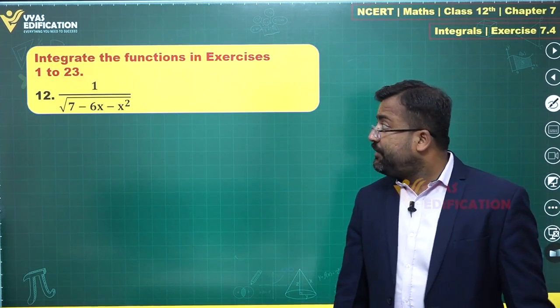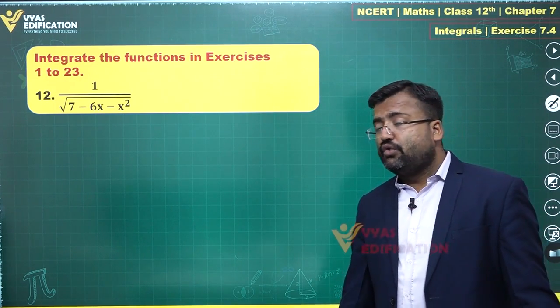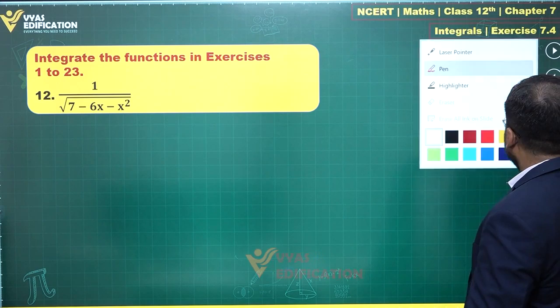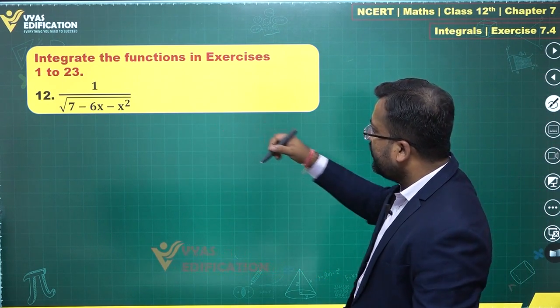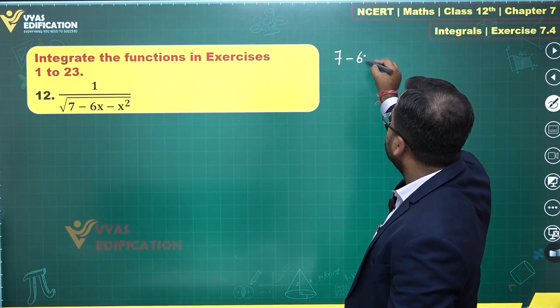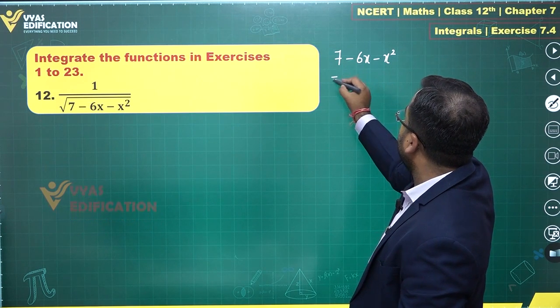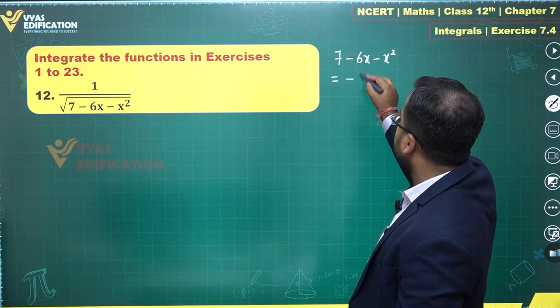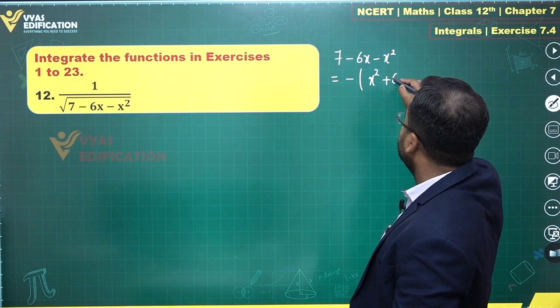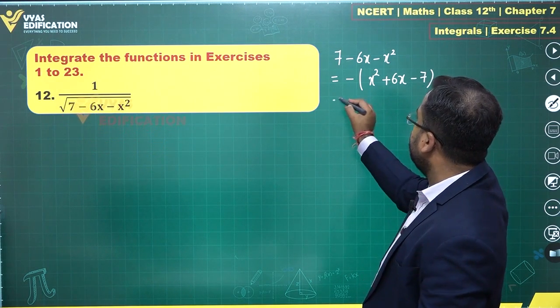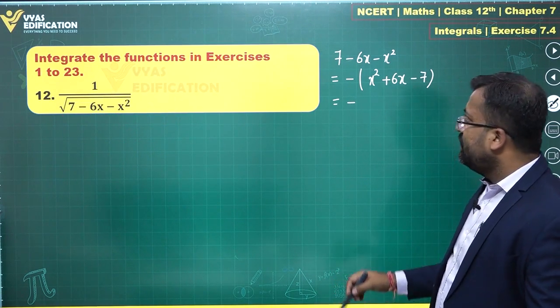The 12th question has 7 minus 6x minus x square, 1 upon root quadratic form. And how do we handle this one? So 1 upon root quadratic. Let's take a look at that 7 minus 6x minus x square again. What I'll do is, I'll take out a minus common and I'll write x square plus 6x minus 7 first of all. And now I'll try to convert this into a perfect square.